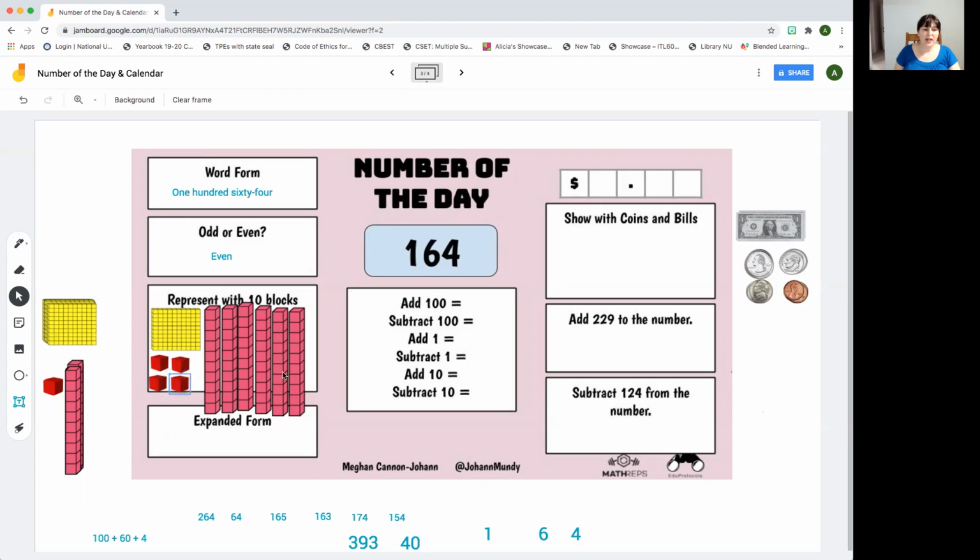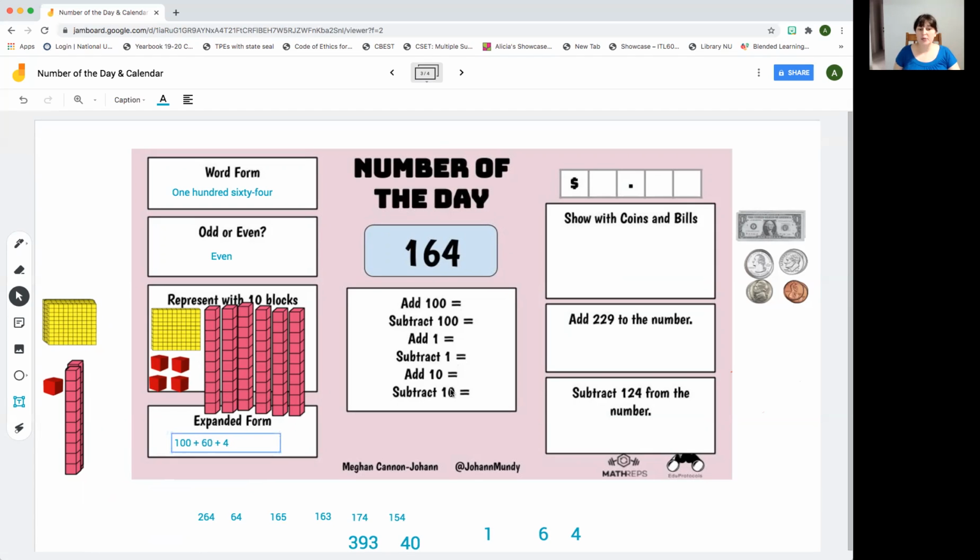Now I'm going to go ahead and write the number in expanded form. Remember, expanded form is when I'm breaking up the number for each place value. So if I look at the number 164, I know that I have 1 in the hundreds place, just like right here. I have 1, 2, 3, 4, 5, 6 in the tens place, and I have 1, 2, 3, 4 in the ones place. So for expanded form, I'm going to write 100 plus 60 plus 4.